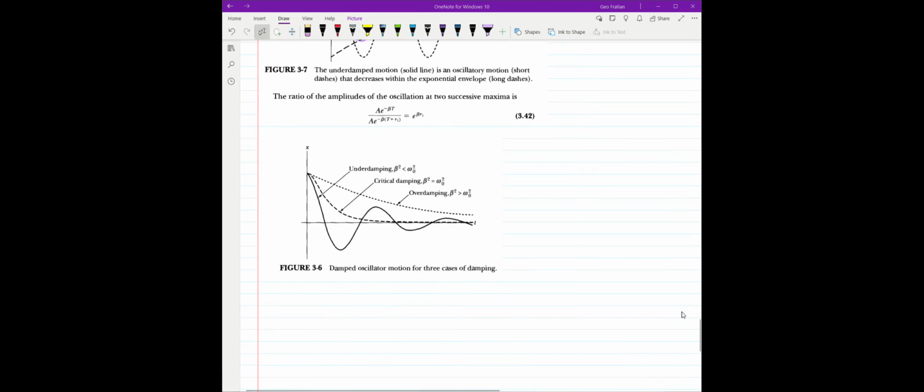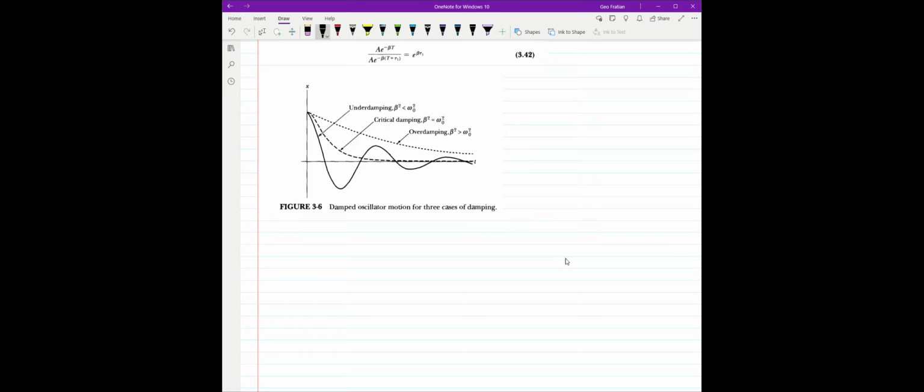This shows all three of them, the three cases of damping. Again, underdamped is this really cool one that we just talked about. With critical damping, we notice that the effect is much more drastic. But when you overdamp it, notice it's almost linear to a certain extent.